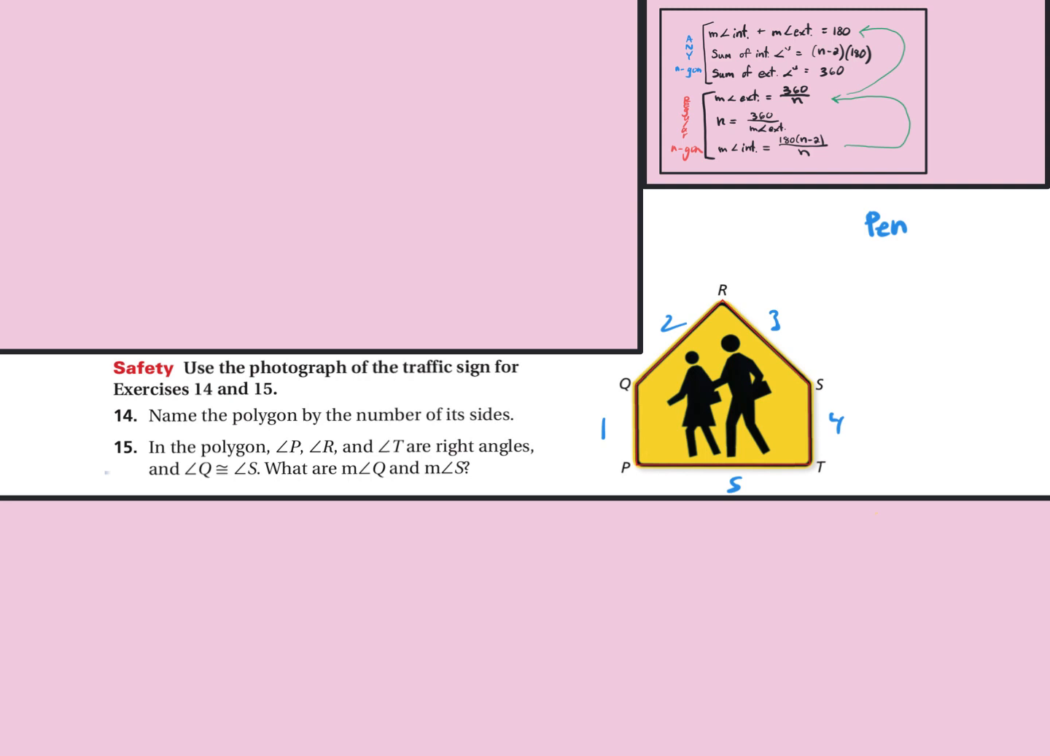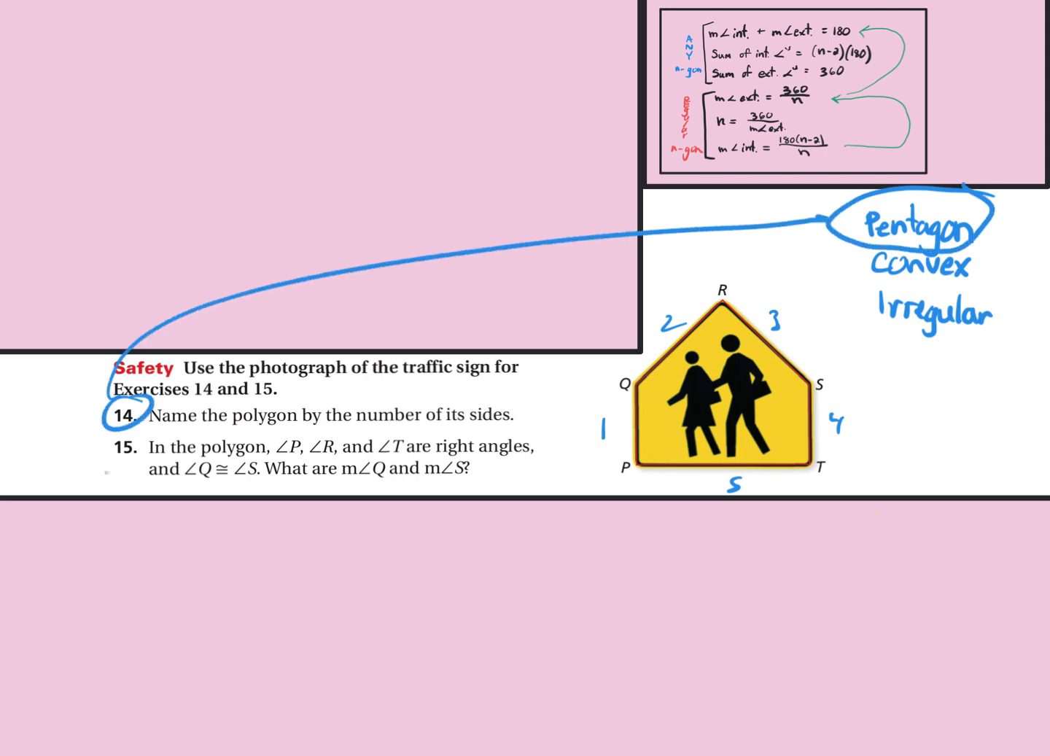And that's all this question asked for, but we could also describe whether it's concave or convex. And this is a convex pentagon. We could also say if it's regular or irregular. This is irregular. Not all the angles are the same. Not all the sides are the same. But all this question asked for, number 14, was name it according to the number of sides. And it has 5 sides, so it's a pentagon.